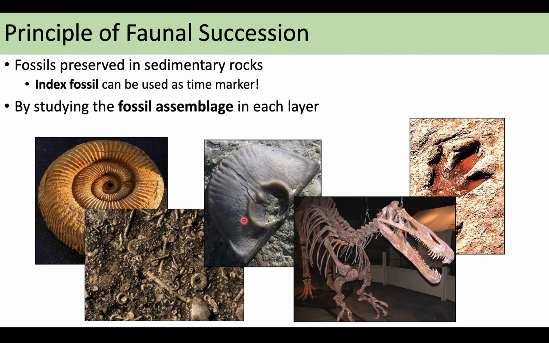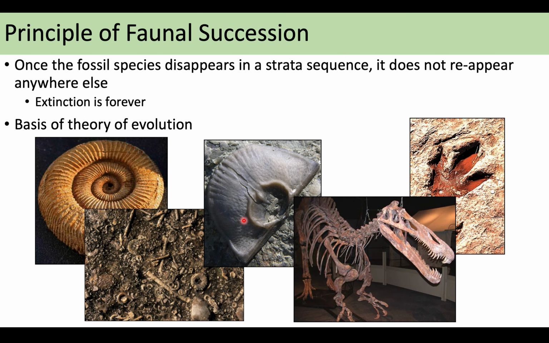So we have another principle for you. It's called the principle of faunal succession. What this means is fossils are always, for the most part, preserved in sedimentary rocks, and an index fossil can be used as a time marker. What we can do is study the fossil assemblage in each layer, or study the different fossils that are found in each layer. So you can find multiple fossils within a layer of sedimentary rock. So if we look at, in each layer, which fossils are found, we can use that as another puzzle piece for our dating of our rock layers.